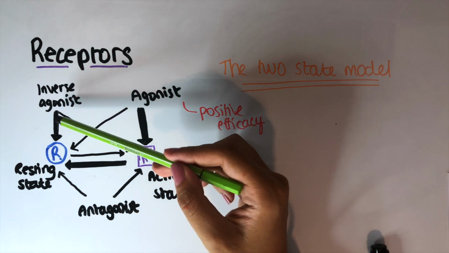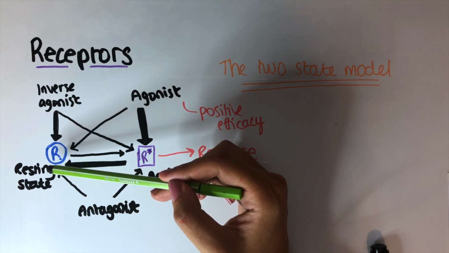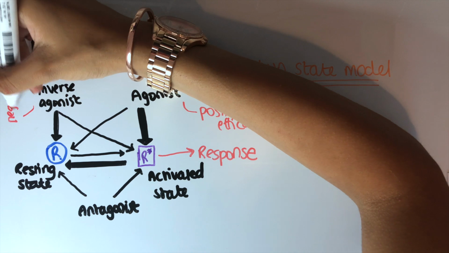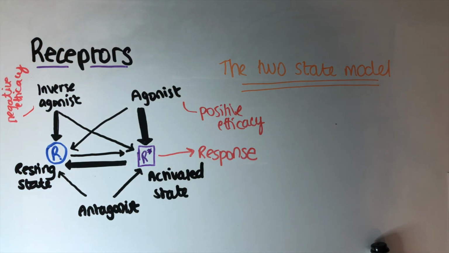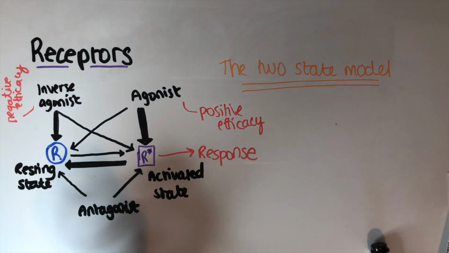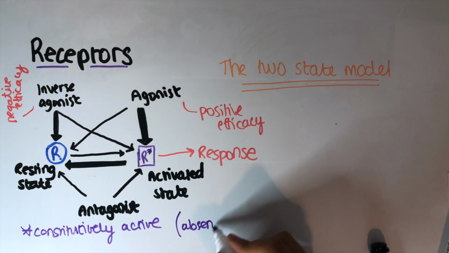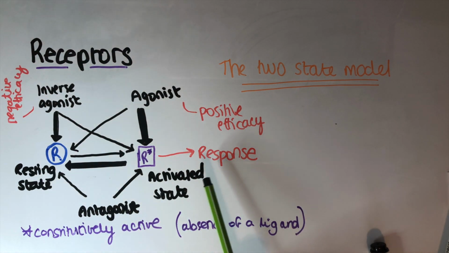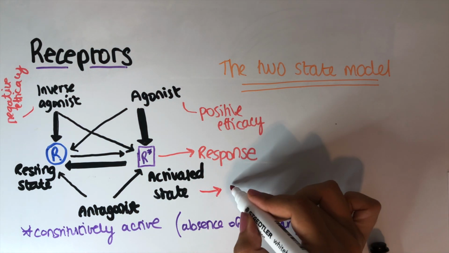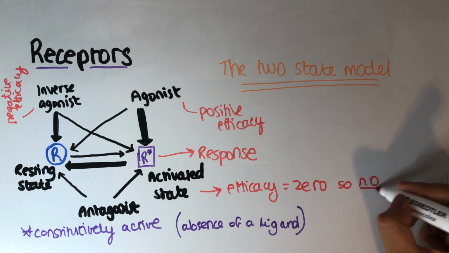And as you can see, an inverse agonist has a higher affinity for the resting state, and so it has a negative efficacy. And this is really significant when the receptor is constitutively active, and this is when the receptor is activated in the absence of a ligand. An antagonist has equal affinity for both the resting and activated state, so the efficacy is zero, and thus no pharmacological response is produced.